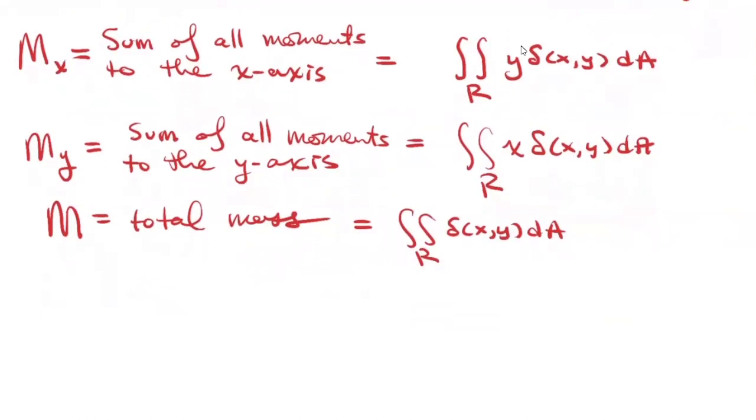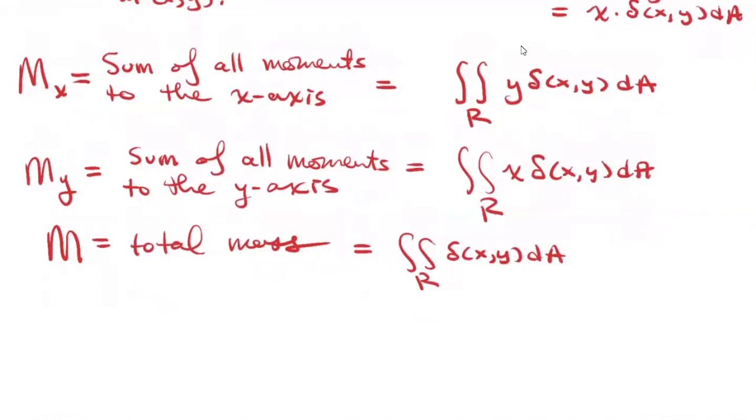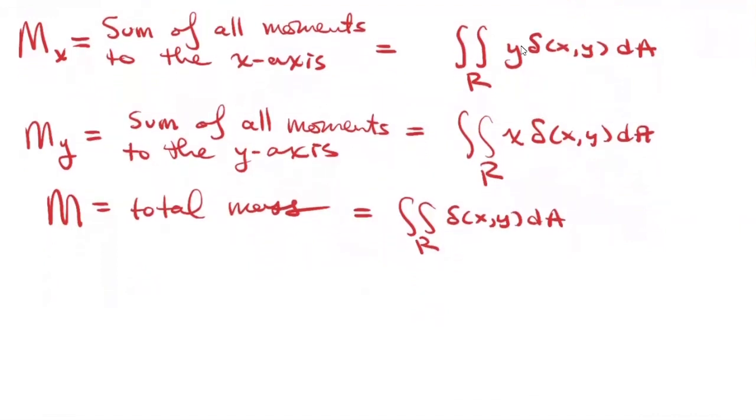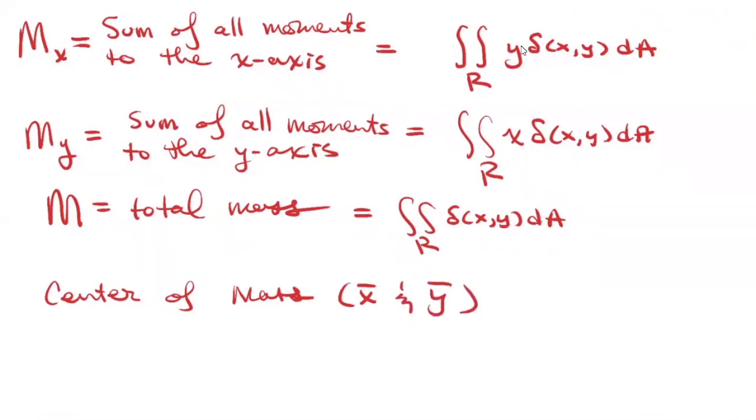Okay, but the center of mass is two-dimensional. We're making measurements to each axis, for an x coordinate and for a y coordinate. So the center of mass is going to have an x bar and a y bar, except I don't want to put an ampersand. I'll do a comma because the center of mass is a point. Like that. Any questions?